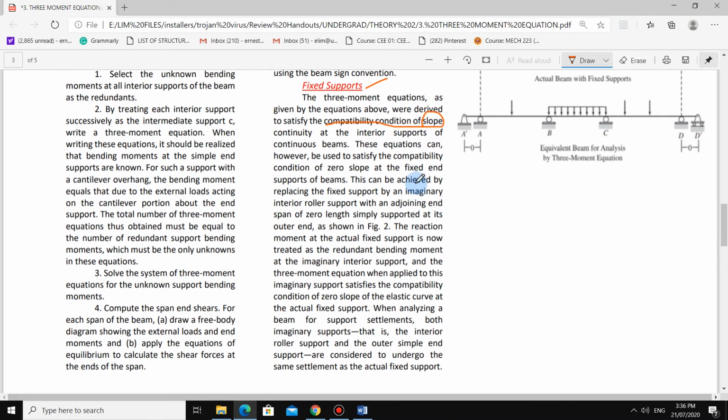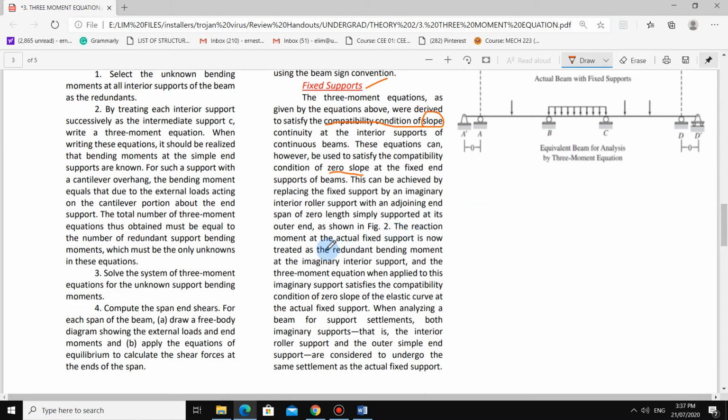So these equations can, however, be used to satisfy the compatibility condition of zero slope. Because we have zero slope at the fixed end supports of beams. So this can be achieved by replacing the fixed support by an imaginary interior roller support with an adjoining end span of 0 length simply supported at its outer end. So as shown in the figure.